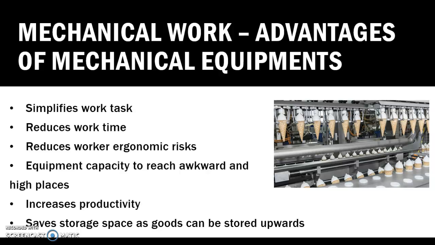Alright, so what are the advantages of mechanical equipment? As you can see here in the picture, you can do mass production of ice cream, for example, using mechanical equipment. It simplifies our work task, reduces work time, reduces worker ergonomic risk, and increases the capacity to reach awkward and high places. For example, forklifts increase productivity, and also save storage space, as goods can be stored upwards in storage places.